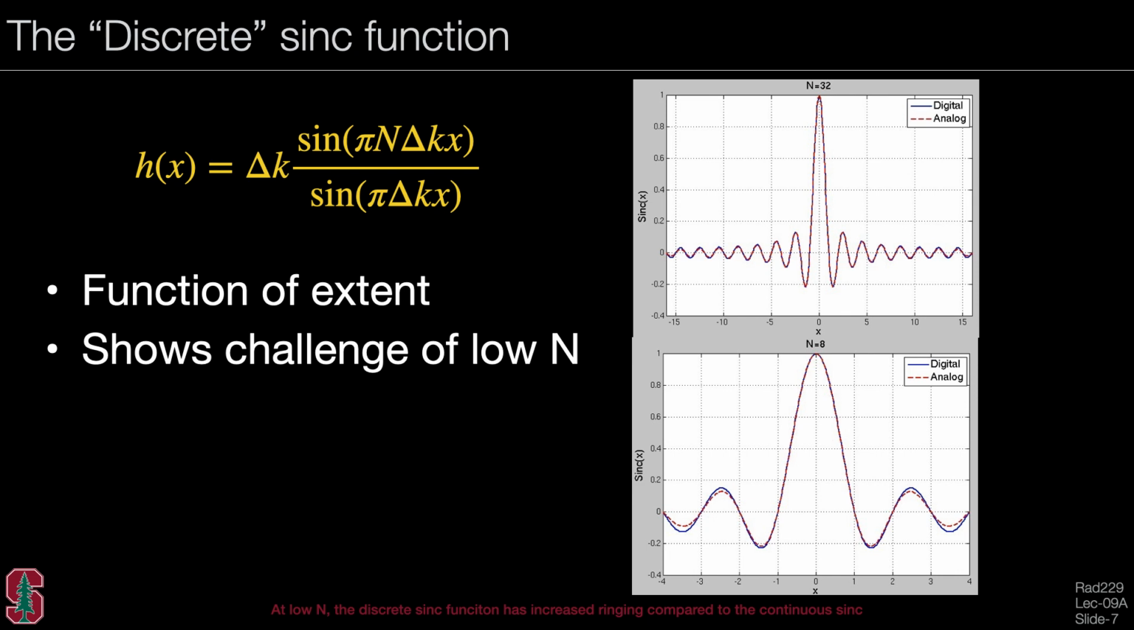And you see that as we reduce N here, the discrete sinc function has more ringing than the continuous sinc function. This just shows you that when you go to a low number of samples, there are additional challenges or additional ringing. Usually, as you can see here, for 32 samples or more, this is not really a problem. However, in some cases in 3D imaging, you might have a low number of slices, and this could be a challenge.